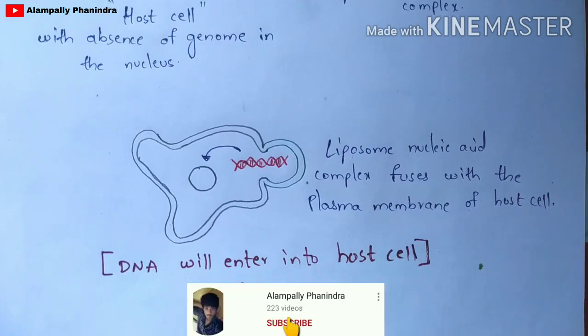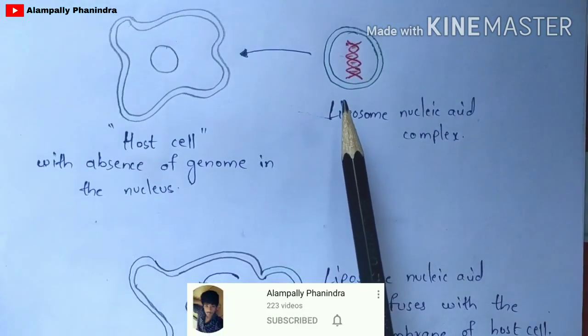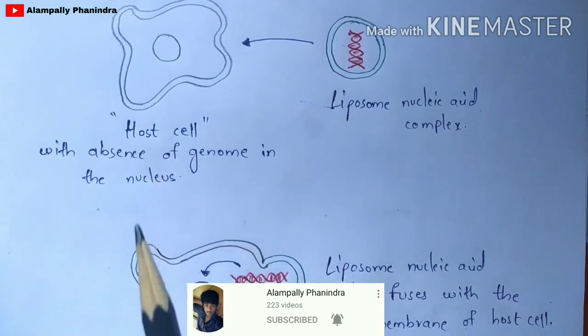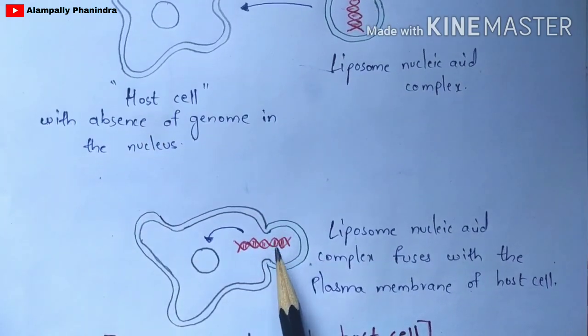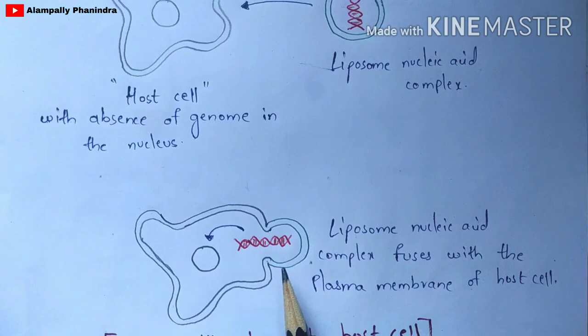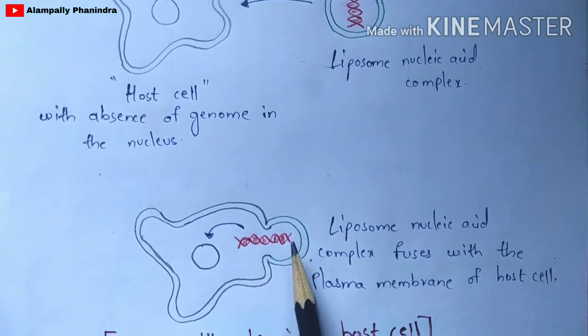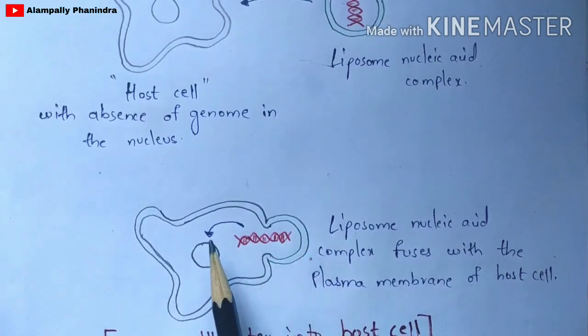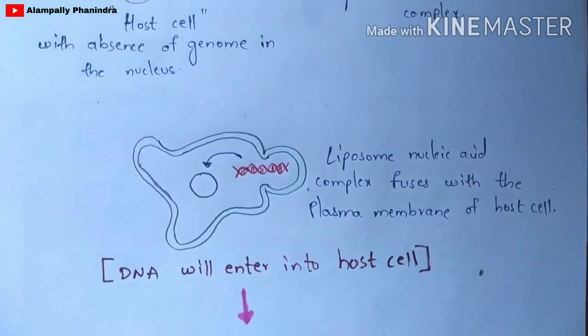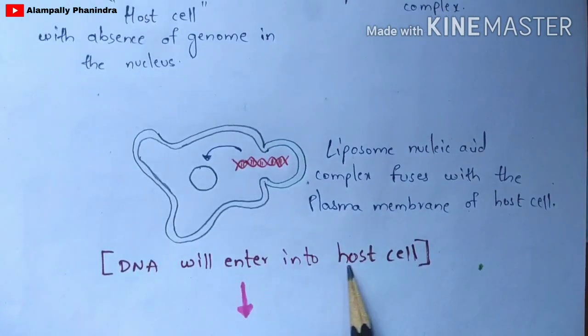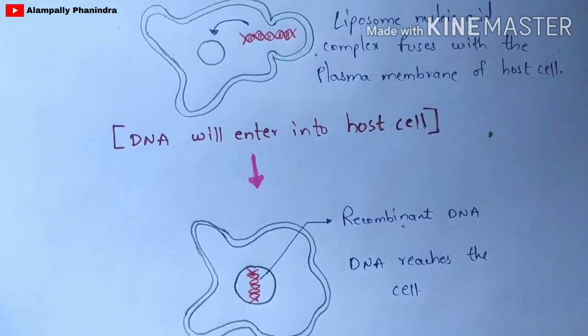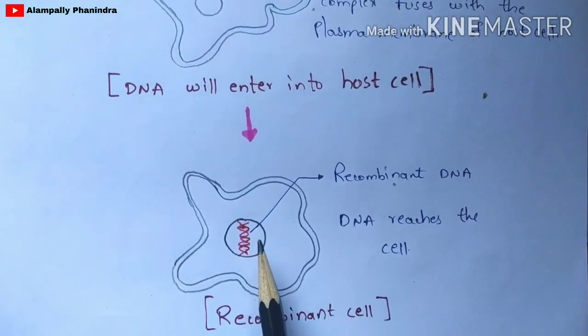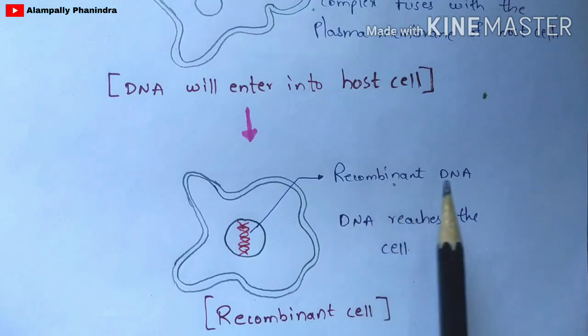Normally, the interaction of the liposome nucleic acid complex with the host cell happens in such a way that the cell membrane gets ruptured, and then the DNA present in the complex enters the host cell. That's what I have mentioned here: the DNA will enter the host cell. In the next step, finally the DNA present in that liposome will enter the nucleus of this host cell. Now this DNA present in the host cell is called recombinant DNA.